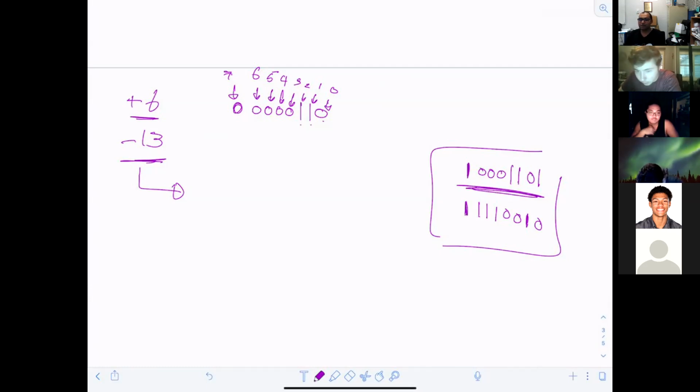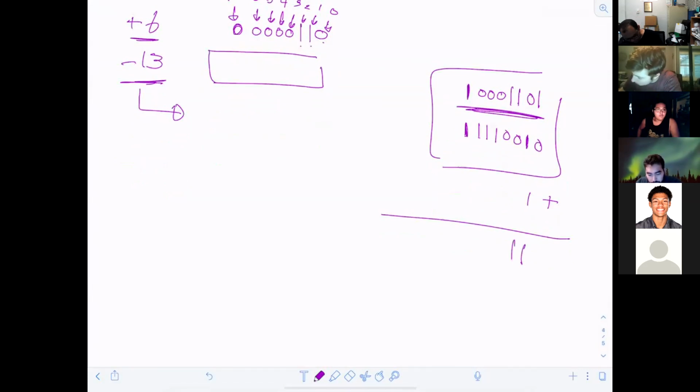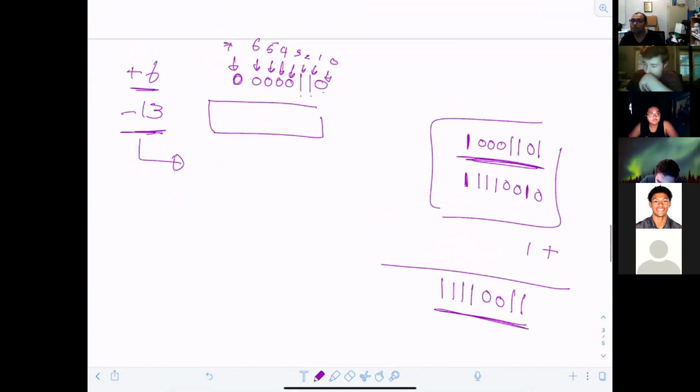Make sense? So that's the 1's complement. But what I'm looking for to add here is the 2's complement of it. So I have to add 1. Do you agree? So add 1 here. So the value will be 1, 1, 0, 0, and then 1, 2, 3, 4. So this is -13 in the 2's complement, to be ready for subtraction.